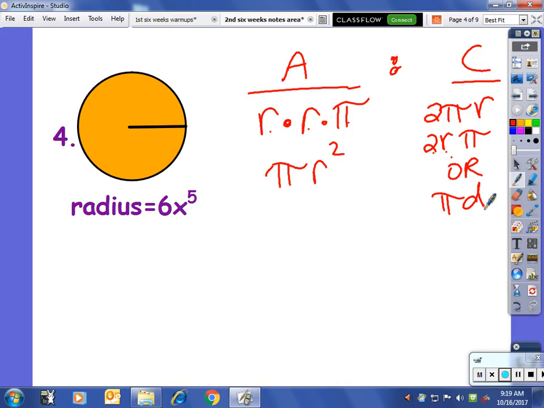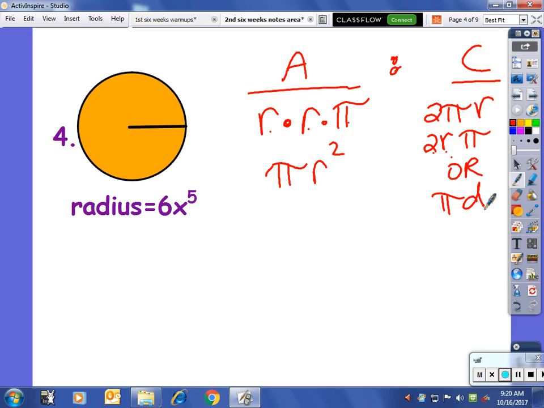So circles can be tricky for several reasons. First of all, the formulas, kids forget them. Second of all, I could either give you a radius or a diameter. What do you have to find area? You have to have radius to find area. You can have either one to find circumference, because you got two different formulas. But for area, you must know the radius.